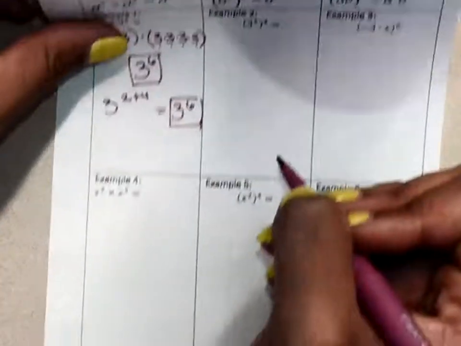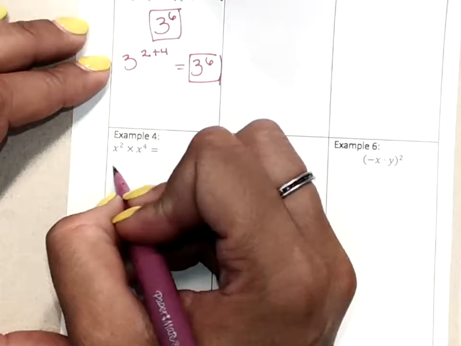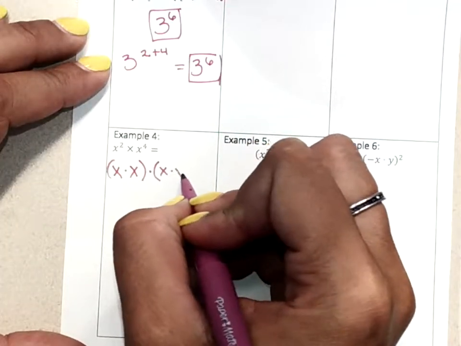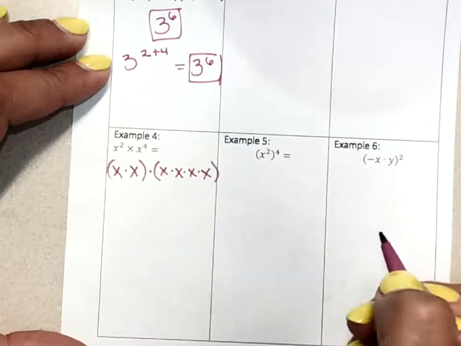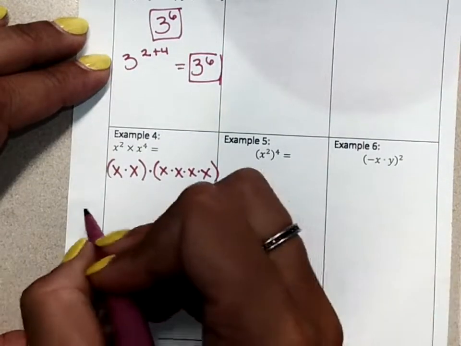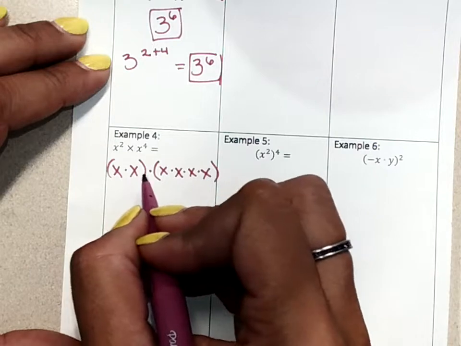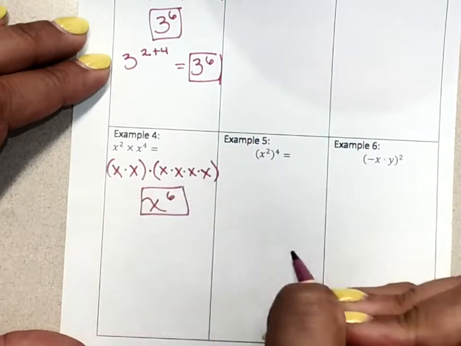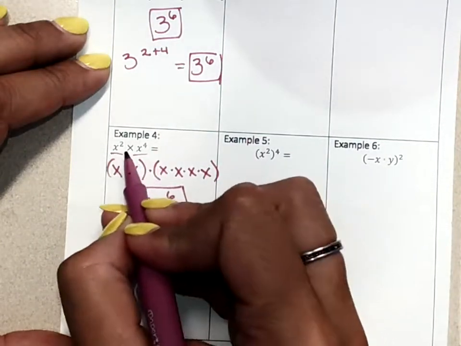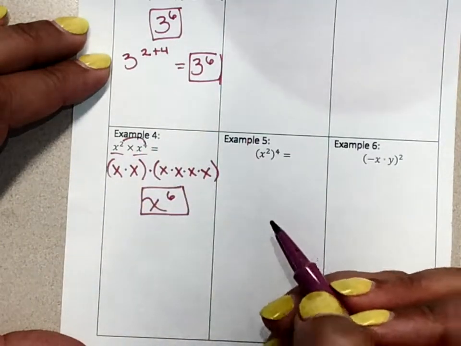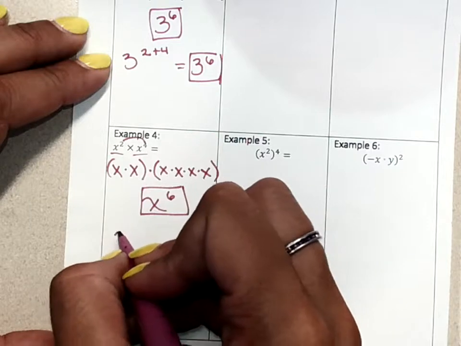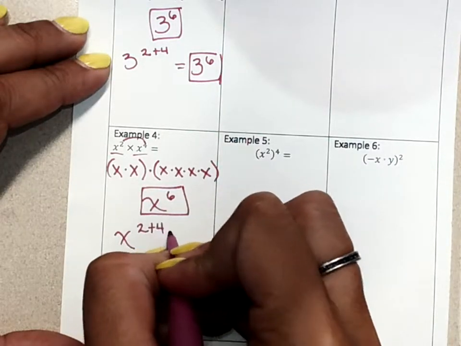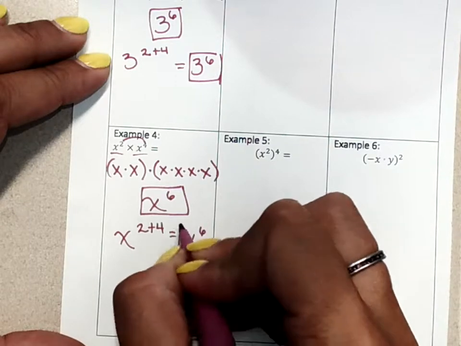The same goes for variables. If we expanded x squared, it would be x times x. X to the fourth is written 4 times. When we add them all together, 1, 2, 3, 4, 5, 6, we get x to the sixth. But again, because we have the same base, we know that we can add our exponents when the bases are being multiplied, and therefore get x to the 2 plus 4, which is also x to the sixth.